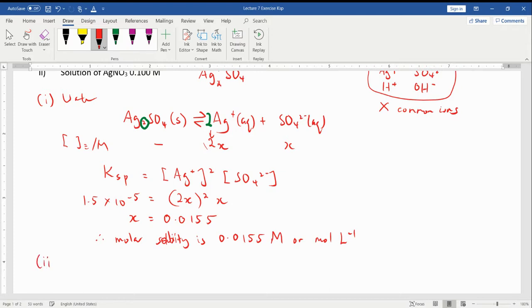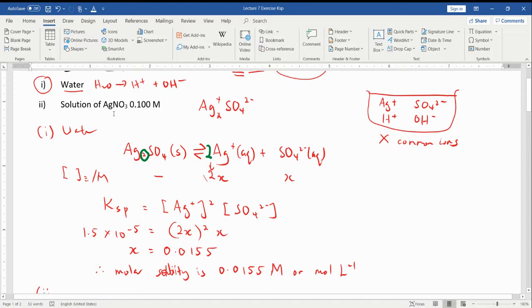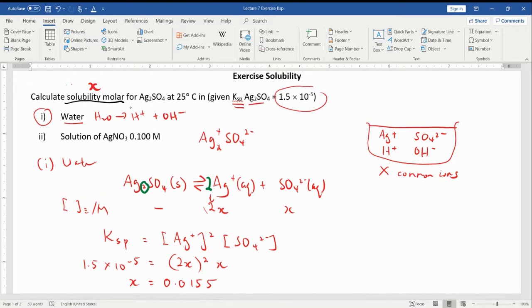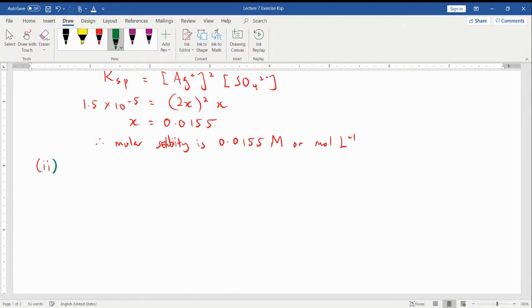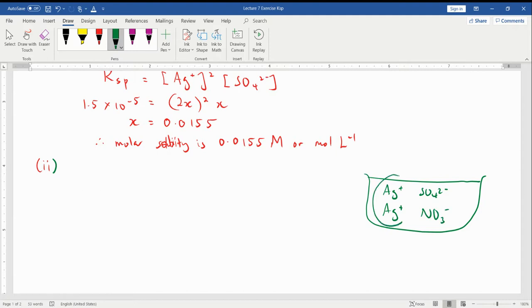Now we go to number 2. Number 2 says silver sulfate in a solution of 0.1 silver nitrate. Let's say now I have silver sulfate and I also have silver nitrate. When we look here, there are 2 ions that are the same, so we are going to have a common ion, that is silver.